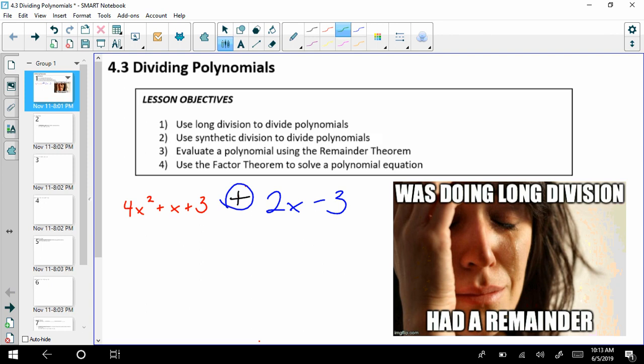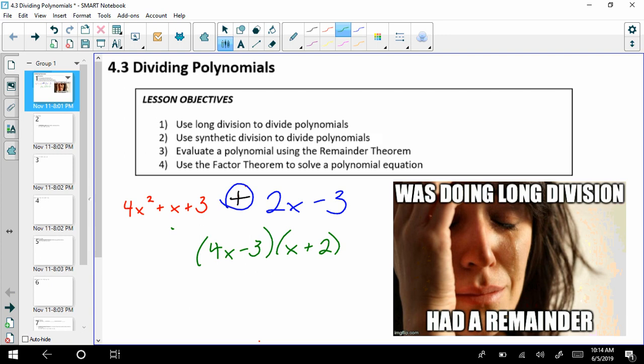And we've also done multiplication, where like if I had something like 4x minus 3, and I want to multiply it by x plus 2, we would FOIL that together. The only operation we haven't really talked about with polynomials is division.